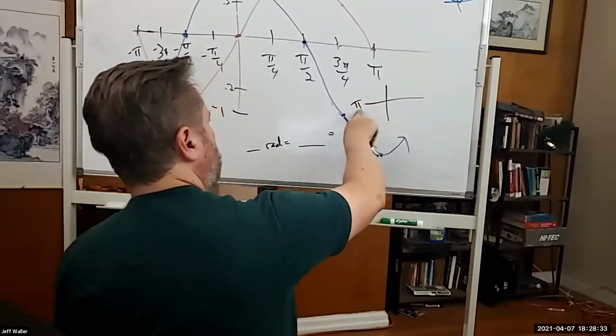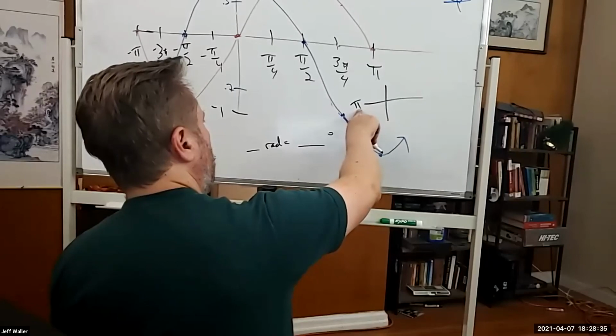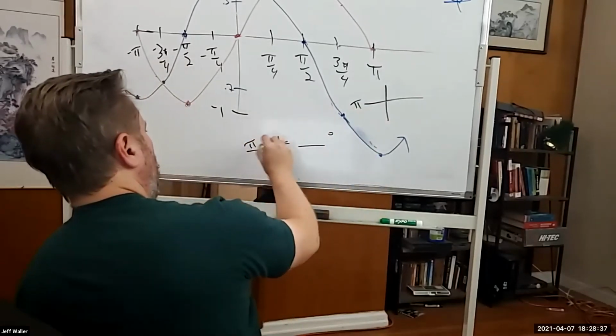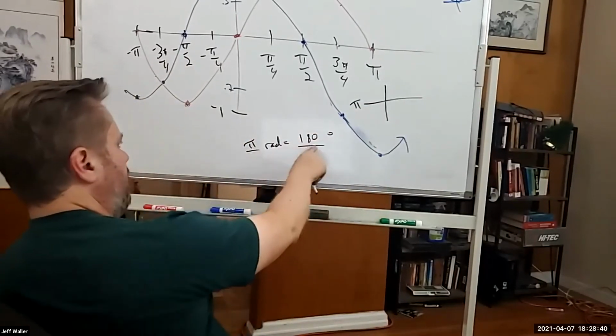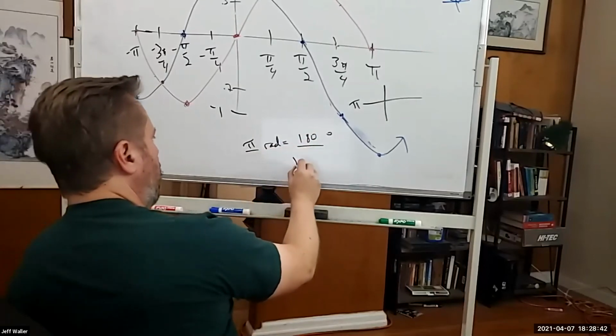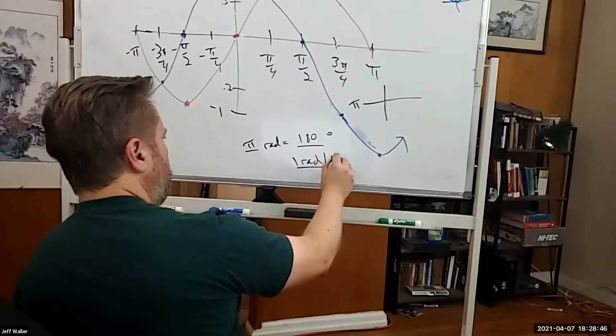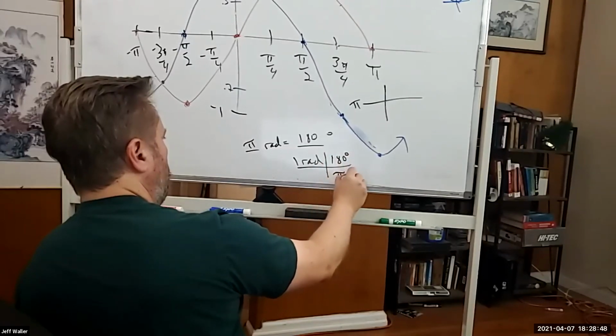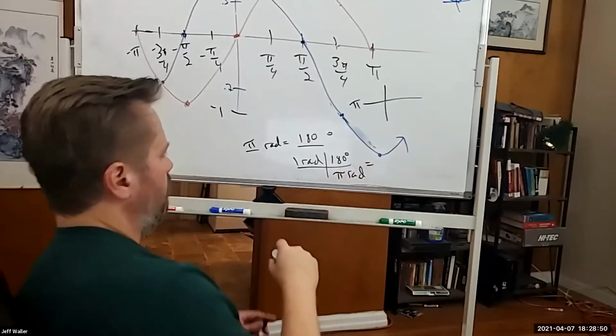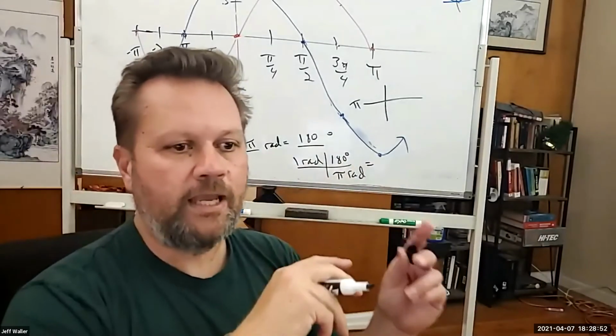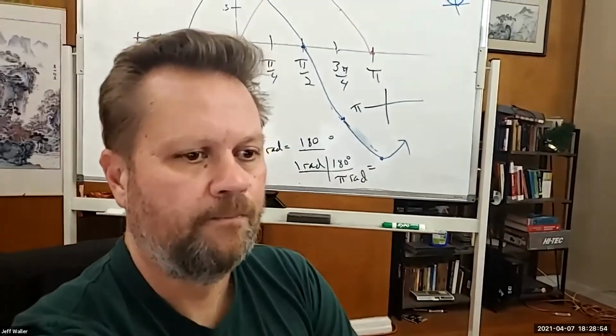That's pi radians. It's also 180 degrees. Yeah. So that's the fundamental translation between them. So if I have 1 radian, I can translate that into degrees like that. So 1 radian is 180 divided by pi.